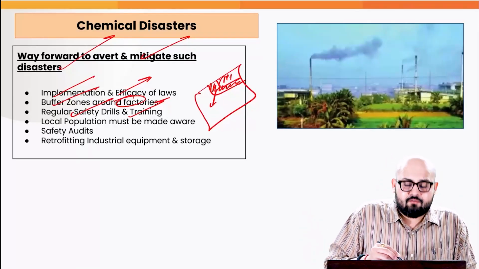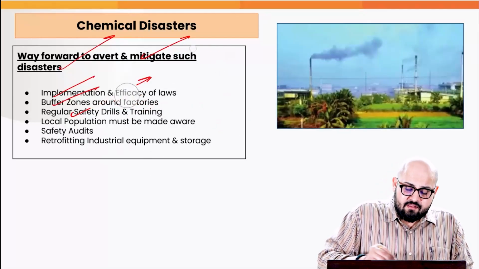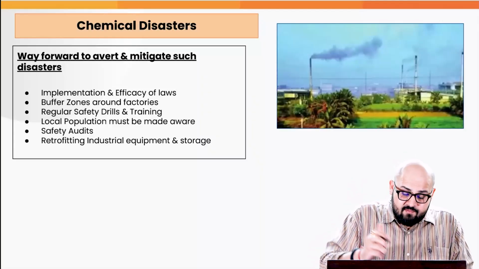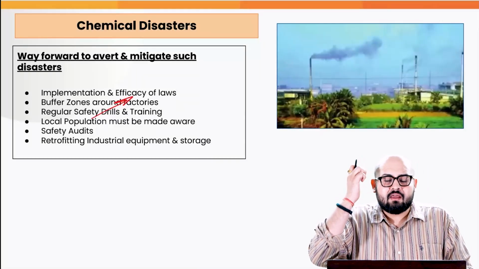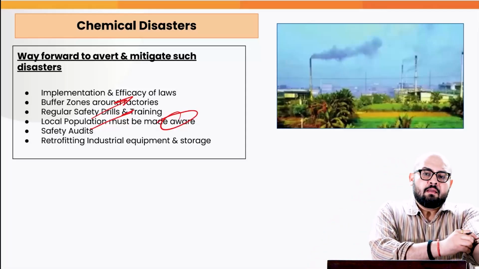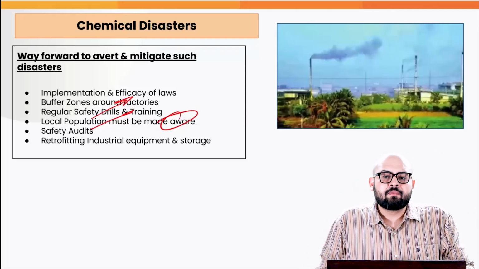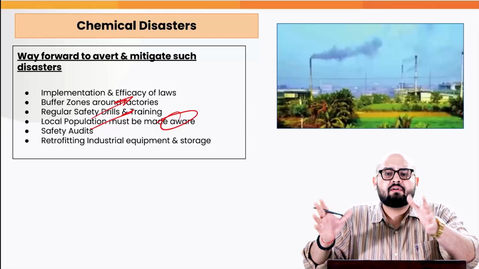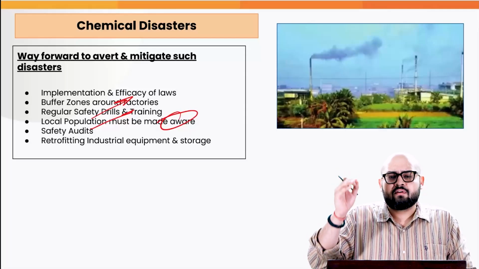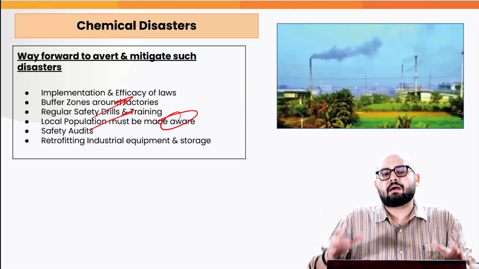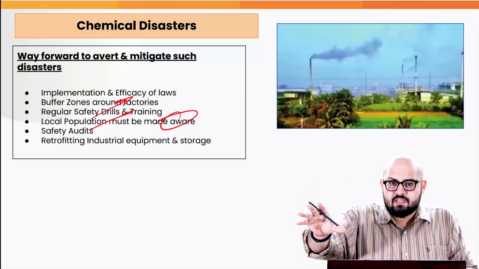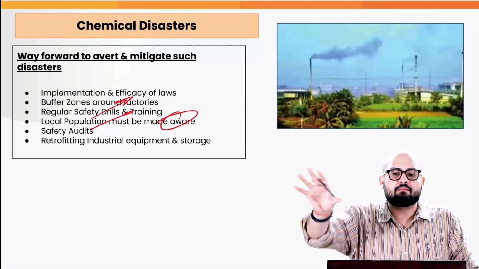Regular safety drills and training. What we are trying to say is, the people around such industrial areas or even the workers need to be given adequate training and adequate safety drills, right? That is really important. Local population must be made aware. This is a very serious concern. Many a time after the disaster happens, what people say is that we were not even aware that such a particular industry existed over here and it was using such a sensitive and disastrous chemical. So the local people need to be made aware that you have a particular industry and they are using such and such chemicals and processes, right?